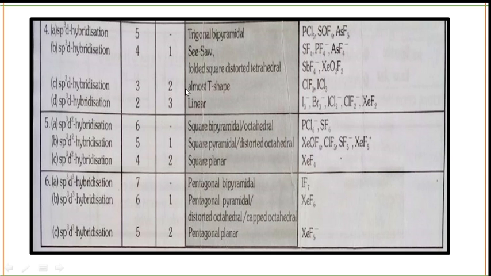These two slides are really very important, because in chemical bonding, the maximum chances of being asked a question come from these two slides. So simply I repeat, you have to learn the number of bond pairs and lone pairs in a particular hybridization, and you have to learn the shape for these hybridization states.